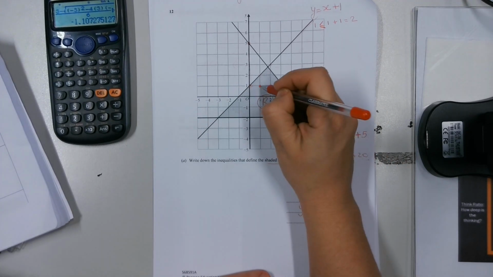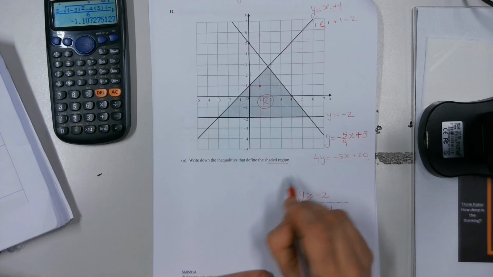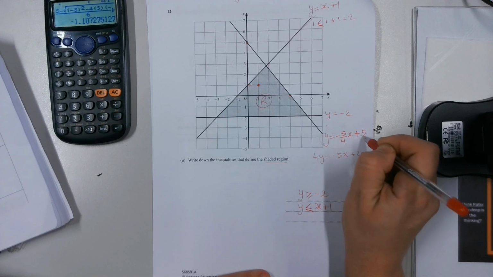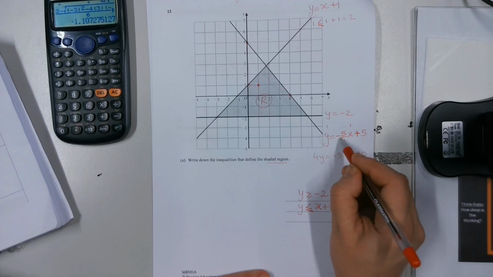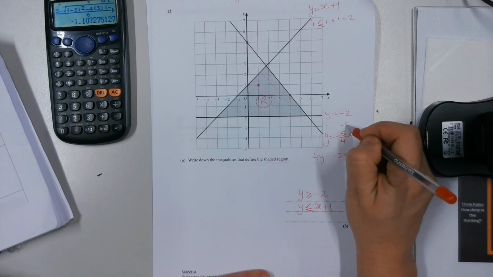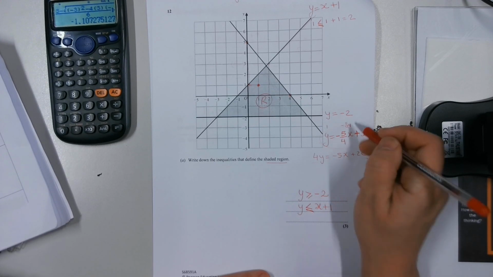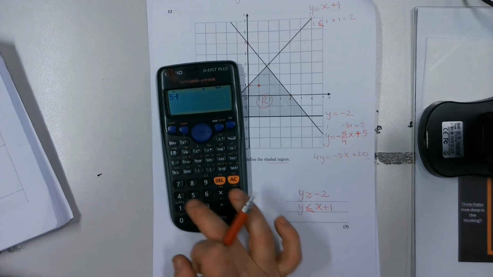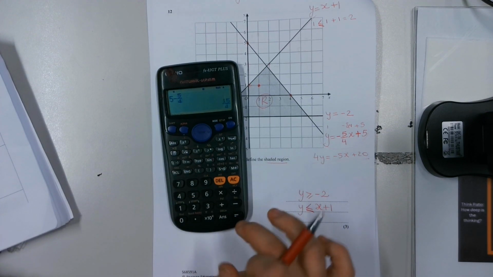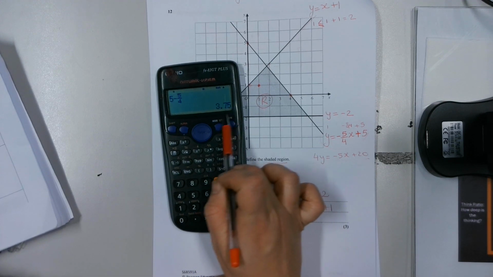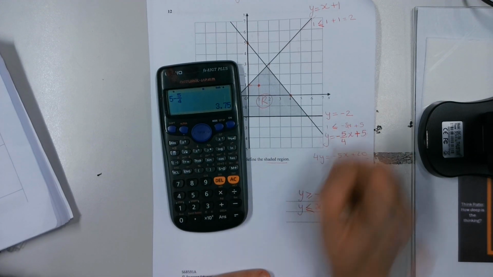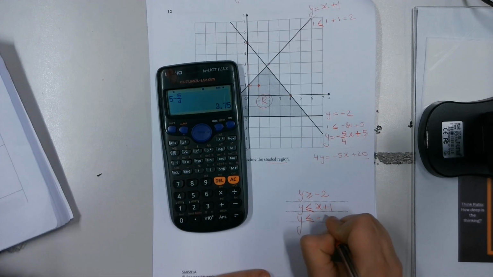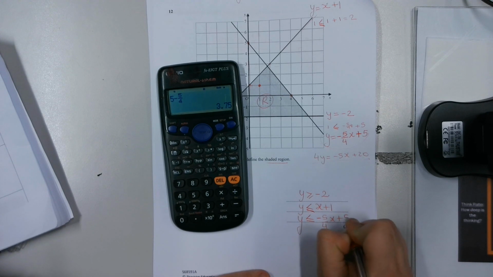And last but not least, thinking about my 1, 1, let's use this one. If I think about this 1 and then 5 minus, this is going to be a minus 5 quarters times 1. So 5 minus 5 quarters gives me 15 quarters, which is a 3.75. So I can see already that this is bigger. So the y is going to be less than or equals to, again, minus 5 over 4x plus 5.